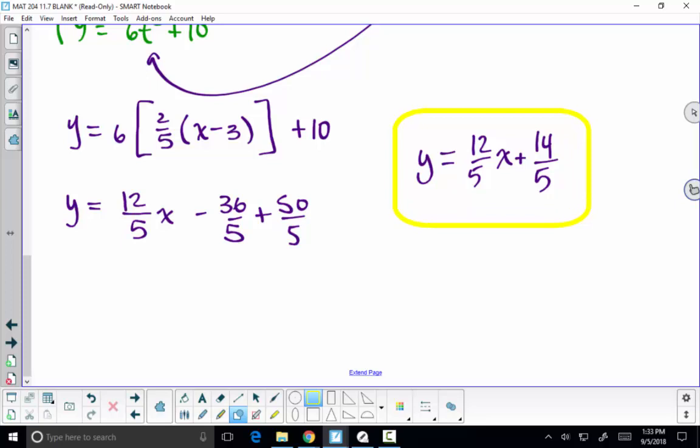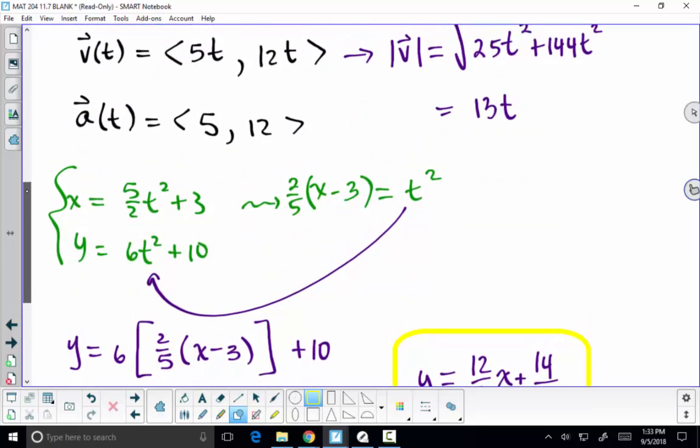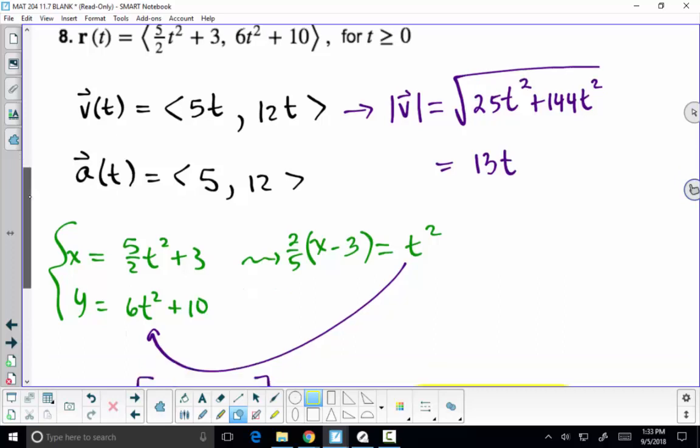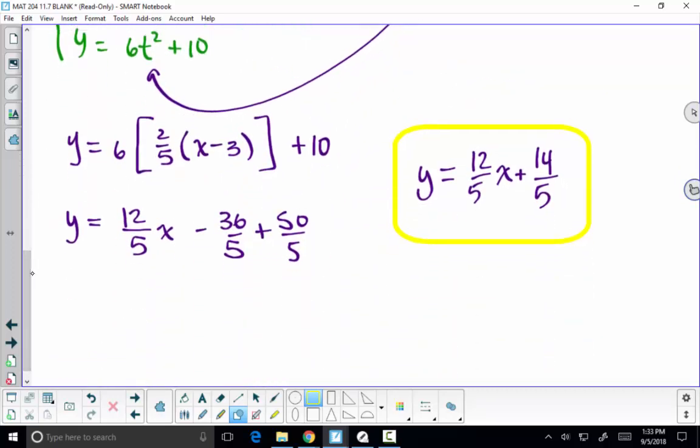Now, one thing that you have to remember with parametric curves is that your parametric curve is going to be a subset of the corresponding Cartesian curve, because you have a domain that is restricted. Up on top, we said that t is greater than or equal to 0. So then we would have to go in and figure out what part of this line, if the question said graph this parametric curve. It might be, but it's not necessarily the entire Cartesian curve.